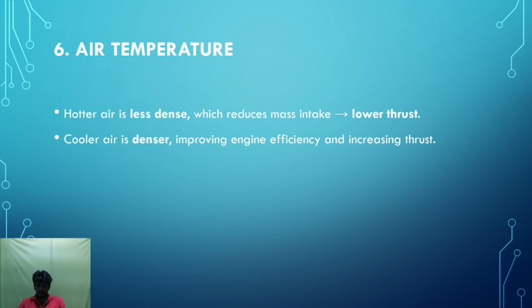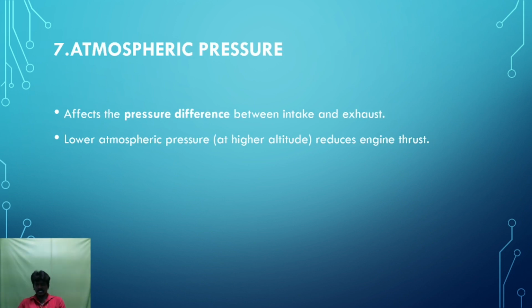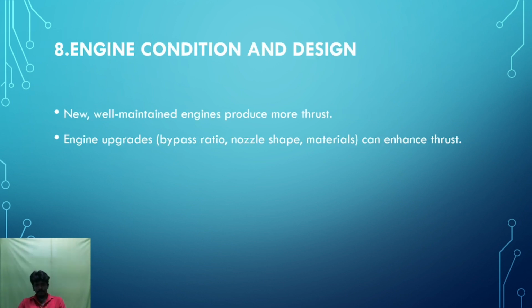By the next, atmospheric pressure. Already we know what atmospheric pressure is and what its value is. The atmospheric pressure affects the pressure difference between intake and exhaust. Lower atmospheric pressure at a higher altitude reduces engine thrust. Higher atmospheric pressure is available only at lower altitude and it is used to increase thrust.